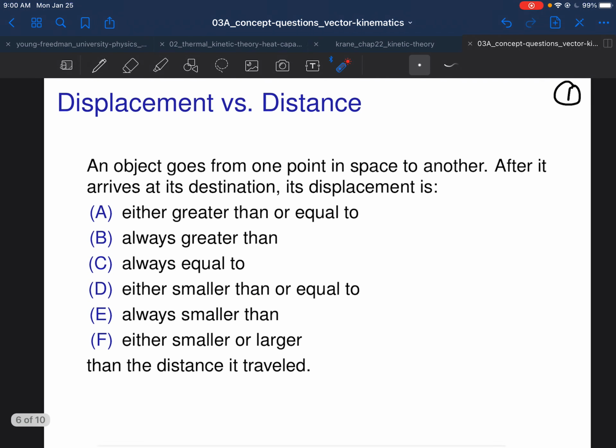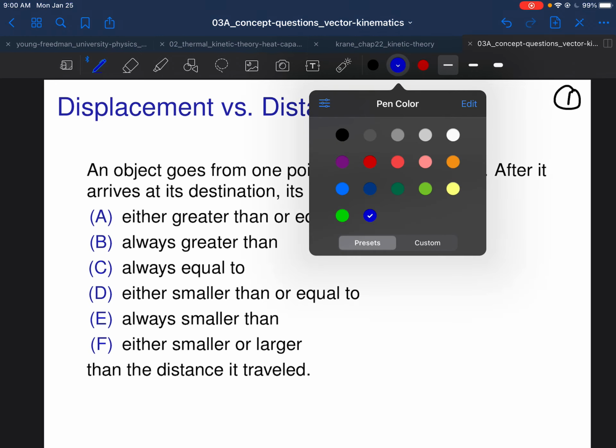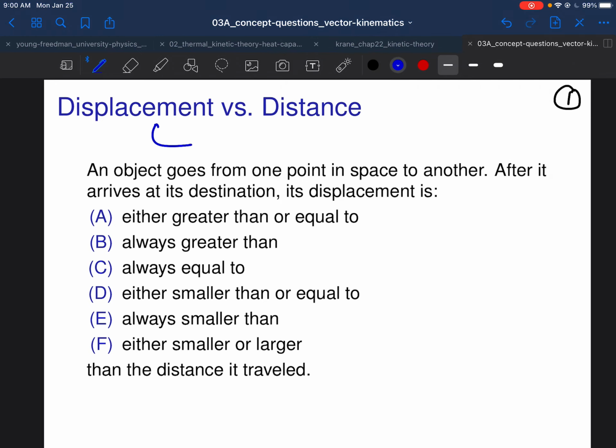And I think that's all, so let's come back and we'll do the first question. Displacement versus distance. Before we even look at it, let's just remember our definitions of these things.